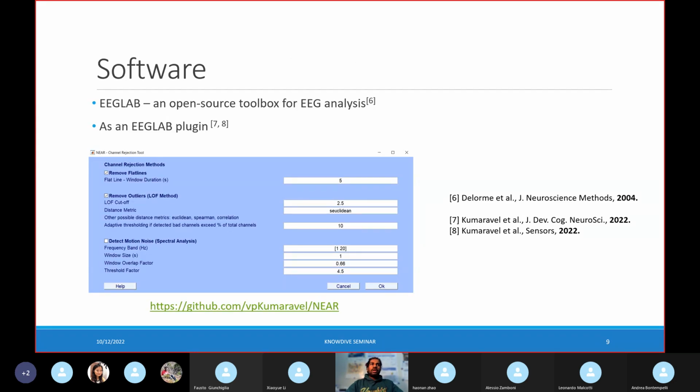For the software, this method is a part of the newborn EEG artifacts pipeline. We published this as an open source toolbox within the EEGLAB software. And here you see the GUI, in which of course you have other methods apart from LOF. But recently I also extended this analysis to other subjects apart from newborns, to adults and infants, to see the generalizability of this algorithm. It was published recently in a Sensors article, and we are going to see the results shortly.